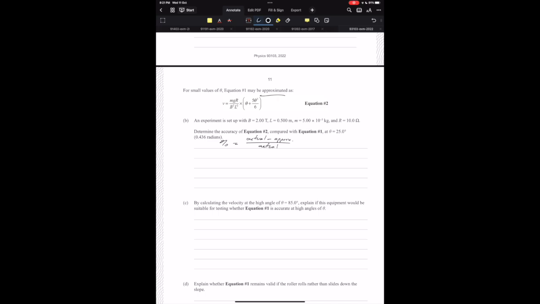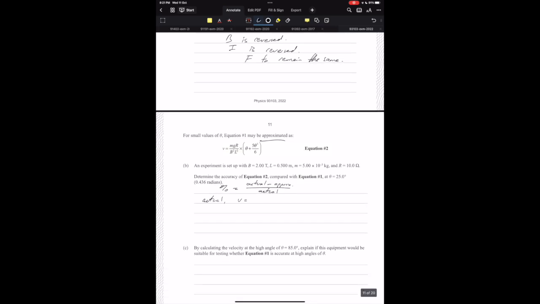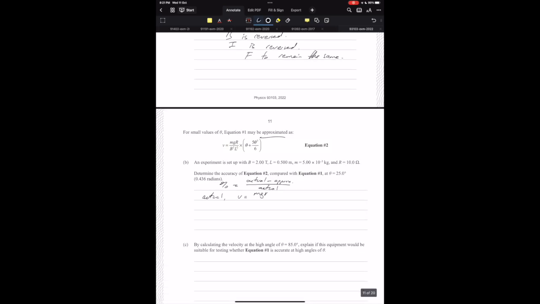Okay, now we just have to figure out what these values are. So for the actual v, this is just a matter of plugging into this formula up here. So v equals mgR tan theta over B squared L squared cos theta. Now we just substitute. You can substitute by yourself, but if you make all the substitutions correctly, you would get 0.252 meters per second.